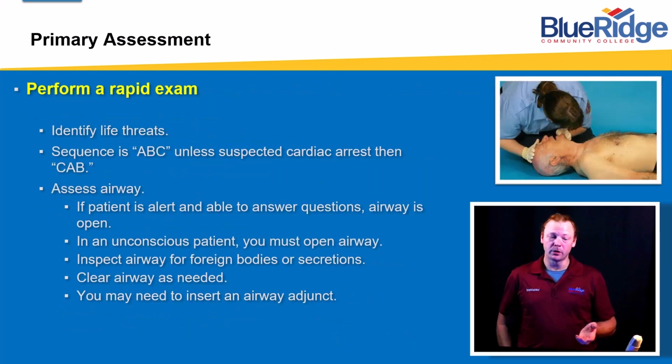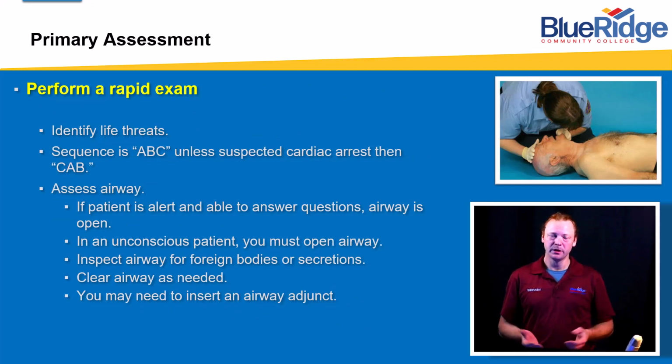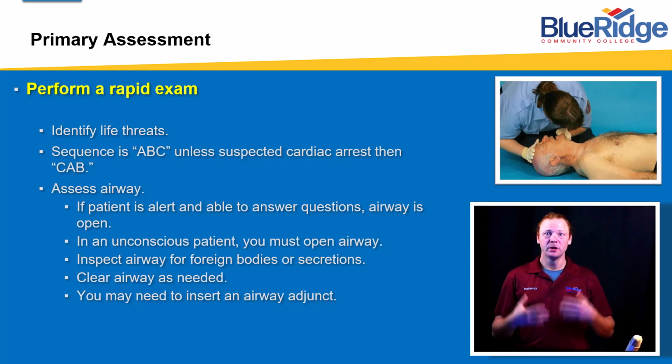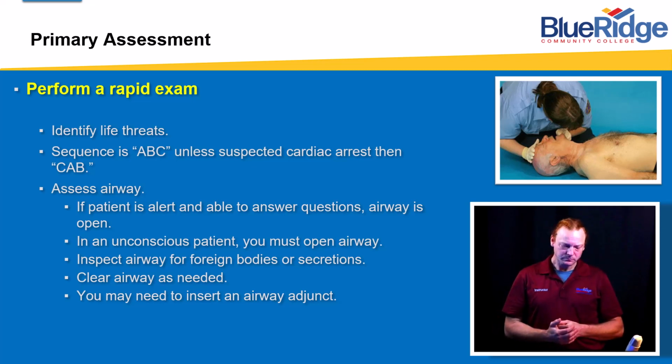So to perform our rapid exam during our primary assessment, this is something that I like to keep contained within a 60-second window. You know, I'm going to start from head, I'm going to work my way to the toes, looking for anything that's going to kill the patient in 60 seconds or less. Again, airway obstruction, massive hemorrhage, holes in the chest, abdomen, or anywhere else in the torso.